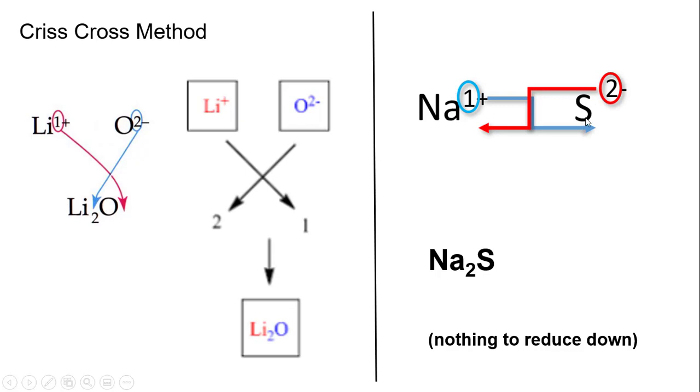Here's sodium, and here's sulfur, which is now sulfide. So crisscross them down, the 2 comes down, the 1 comes down, Na2S. Nothing to reduce down on these because you don't want fractions.